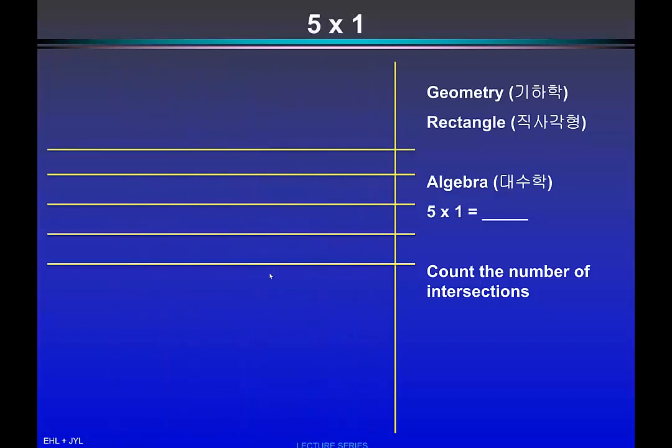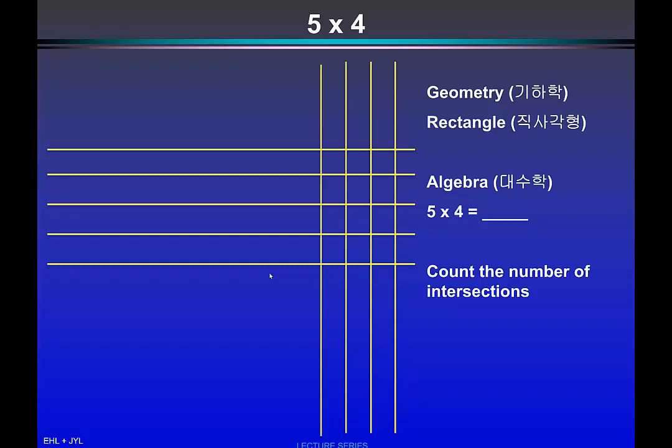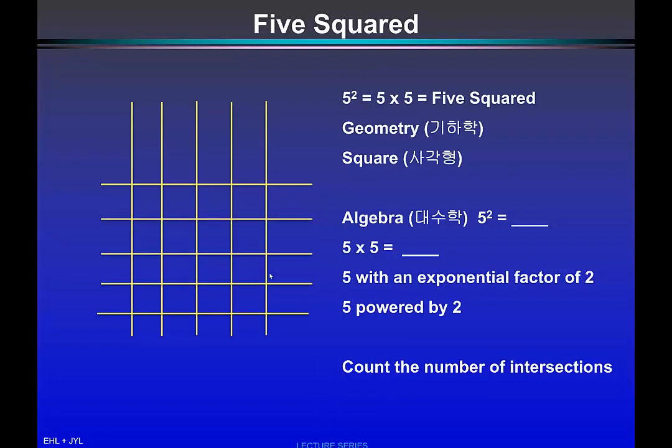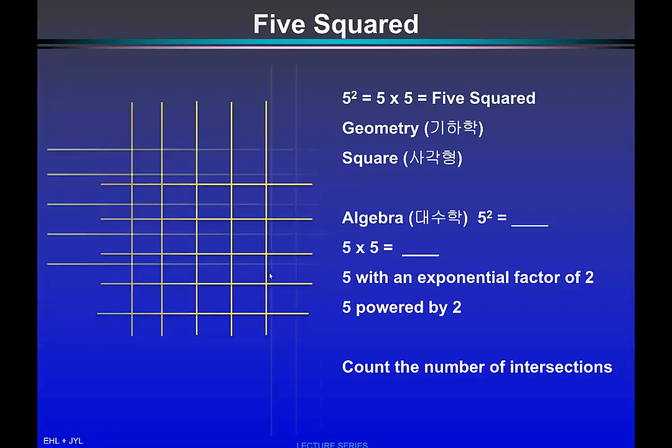5 times 1 here, this is probably the best number to teach. If you want to teach a 5-year-old kid, I would start with 5 times 1 since you have 5 fingers. 5 times 1 is 5. 5 times 2 is 10. Again, you have the geometry of a rectangle. 5 times 3 is 15. 5 times 4 is 20. And 5 squared, with an exponential factor of 2, or power of 2, is 25.